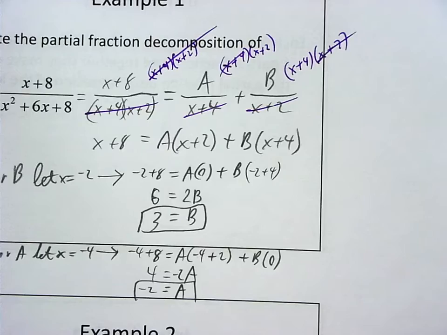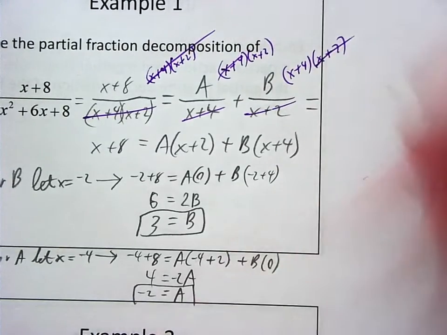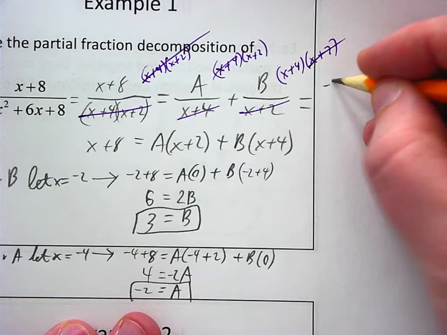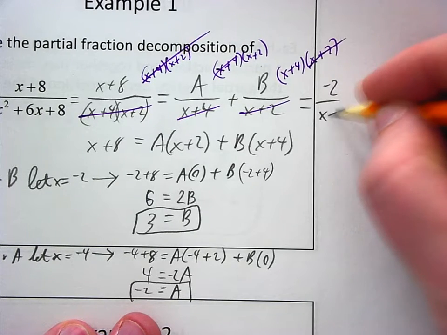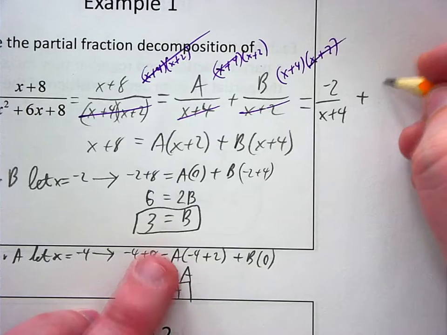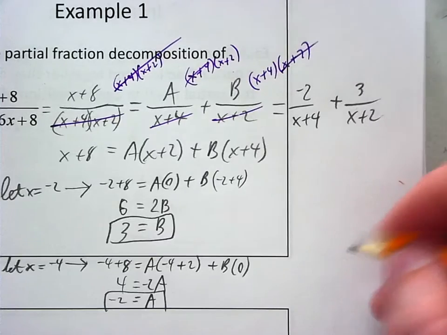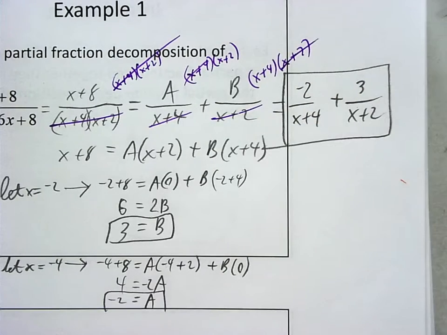So then these two values are what I'm going to plug into this version of the answer, this partial fraction. So my actual answer for this problem then is the partial fraction decomposition. I'm going to plug in negative 2 for a over the x plus 4 plus the 3 for b over x plus 2. And that would be your answer.